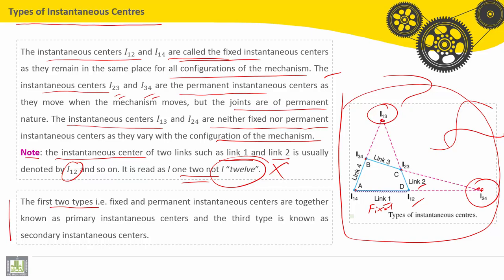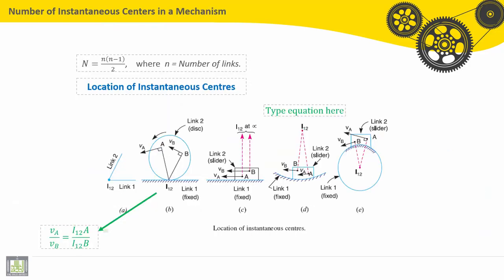The first two types, fixed and permanent instantaneous centers, are together known as primary instantaneous centers of rotation. And the third type, which is here, I13 and I24, are known as secondary instantaneous centers. How to find the number of instantaneous centers in a mechanism? The number of instantaneous centers N is equal to n multiplied by (n minus 1) divided by 2, where n is the number of links.